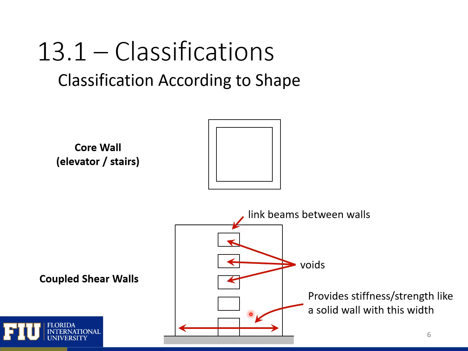So the design of these link beams is important to make sure that a coupled shear wall behaves as one solid wall. The most common failure of these coupled shear walls is that these link beams fail, and then these walls behave as independent walls, which dramatically decreases the stiffness of the system. So anyway, these are two subcategories of lineal shear walls.